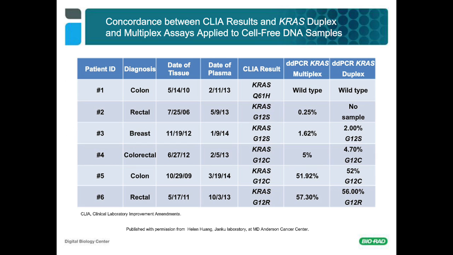This is data from Helen Huang's very first experiment showing excellent concordance between the CLIA-tested tissue samples and ddPCR from plasma, both in duplex and multiplex assay formats. The apparent discrepant sample, number 1, was actually a mutation not present in the screening assay, Q61H. Therefore, it showed up correctly as a wild type for the 7 KRAS mutations screened.